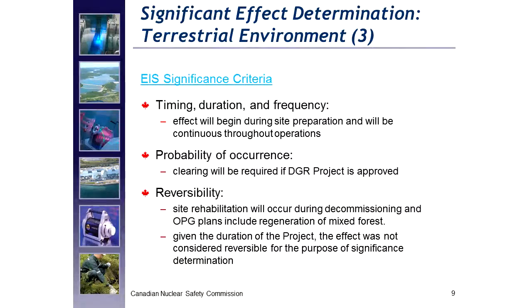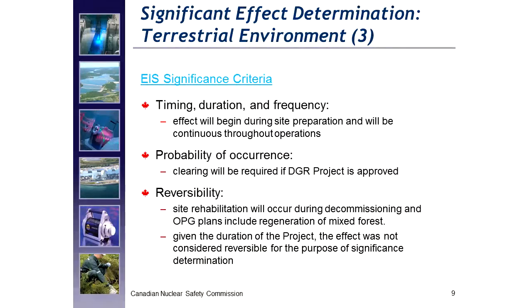The timing, duration, and frequency are relatively straightforward for this effect. The forest clearing will commence during site preparation activities, and direct effects to eastern white cedars would be continuous throughout operations. Regarding the probability of occurrence criterion, although OPG has indicated the vegetation removal will be avoided where possible, the removal of 8.9 hectares will be required should the project be approved.